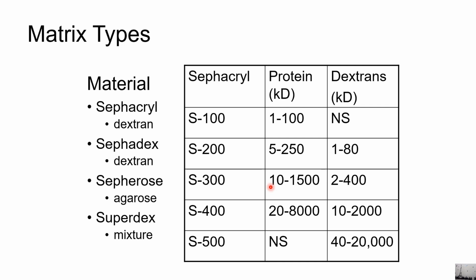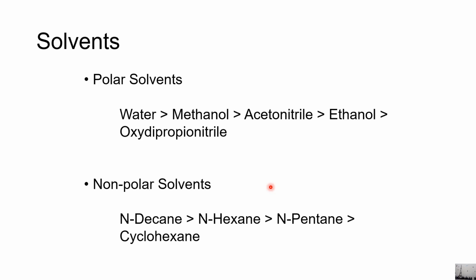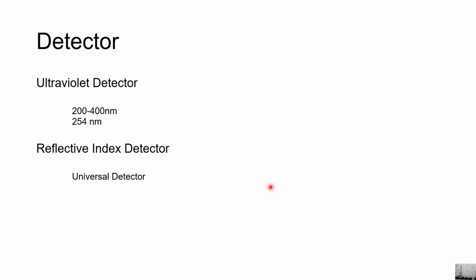this shows the matrix types, the different types of material used for size exclusion chromatography. Solvents can be polar solvents like water with ethanol, acetonitrile, or non-polar solvents like cyclohexane, pentane, hexane, and decane. And the detectors will be the UV detector and the refractive index (RI) detector.